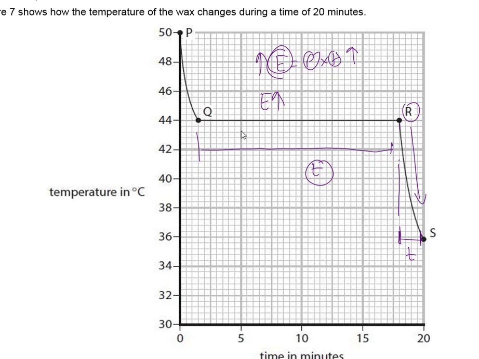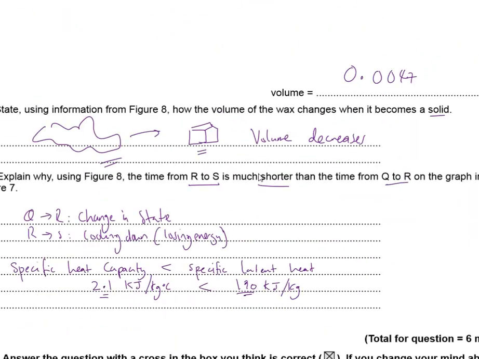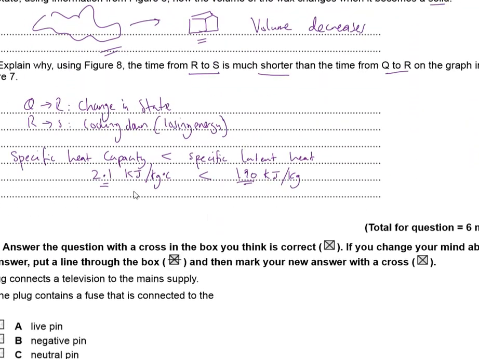Now here, R to S. So again, we apply the same situation. So since the energy needed to drop down in temperature is less, therefore the time is going to be less in this particular case. Okay, so we can actually see it from this data here. Okay, so what does it mean?